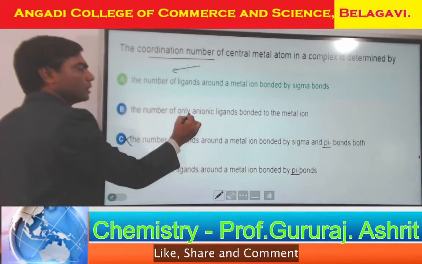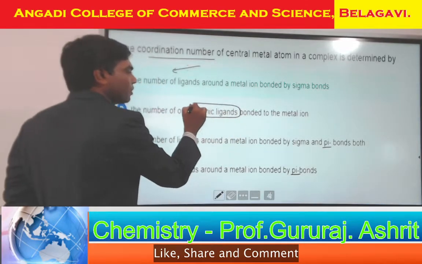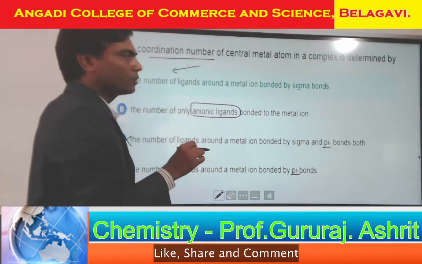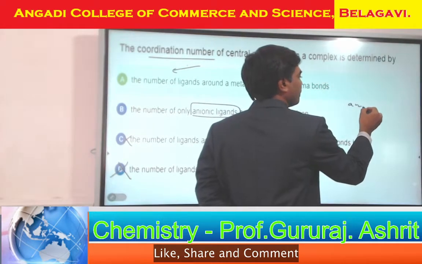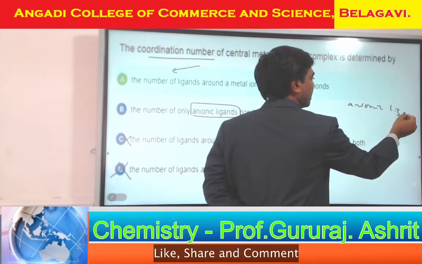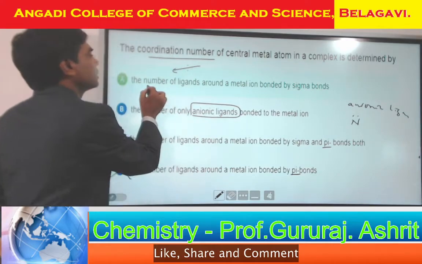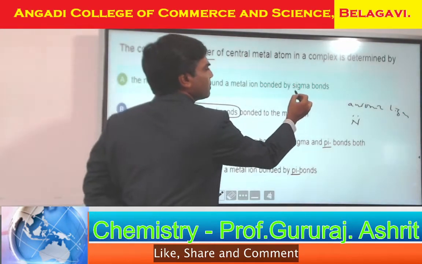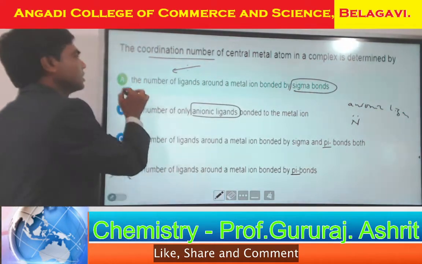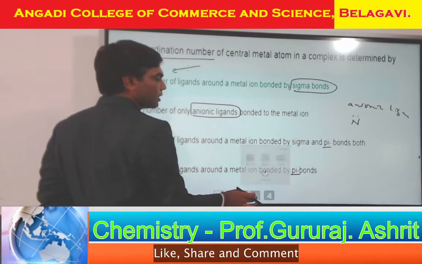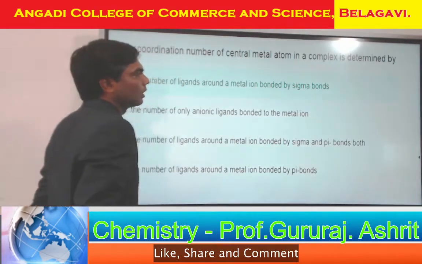Why is the second wrong? Only the number of anionic ligands is given. But according to our concept, one should be an anionic ligand and another should be lone pair electron donor atoms. Therefore, the number of ligands around the metal is bonded by sigma bonds. The answer is the first one, that is option A. Next question.